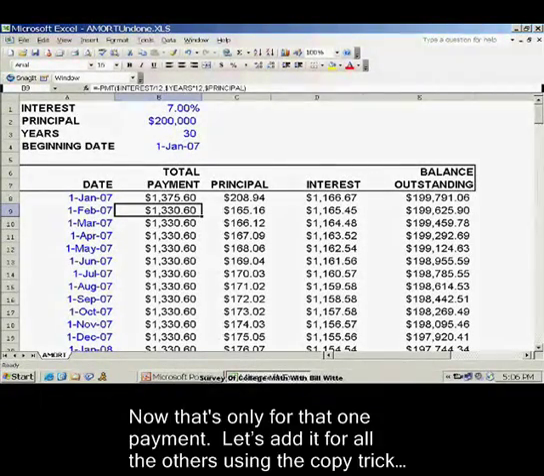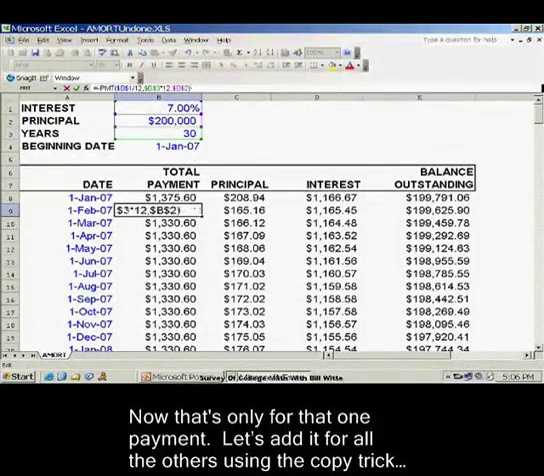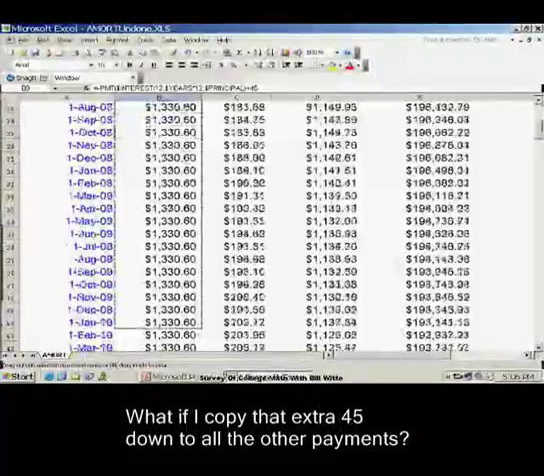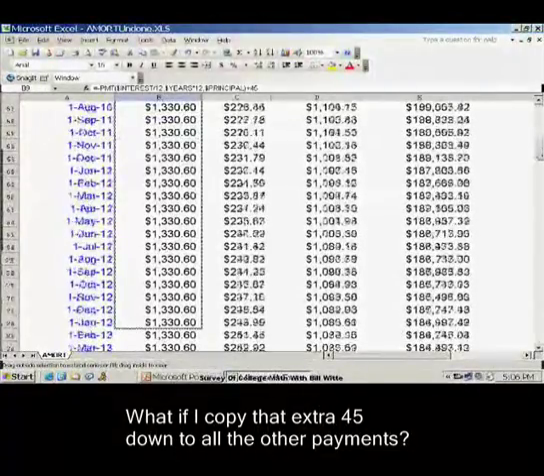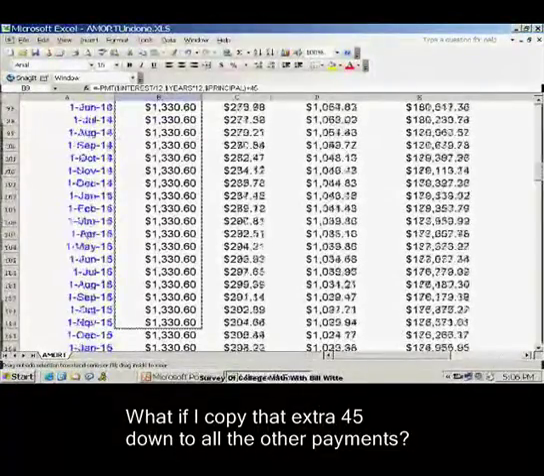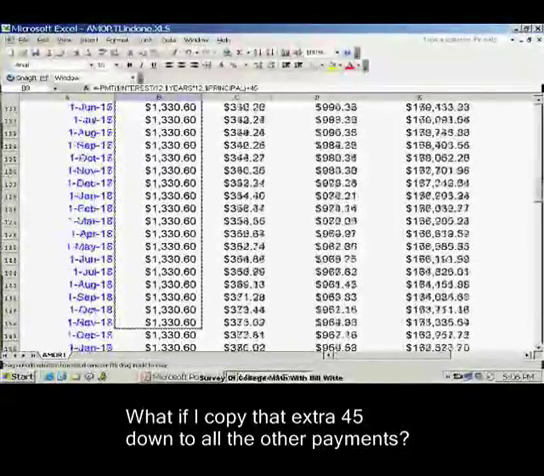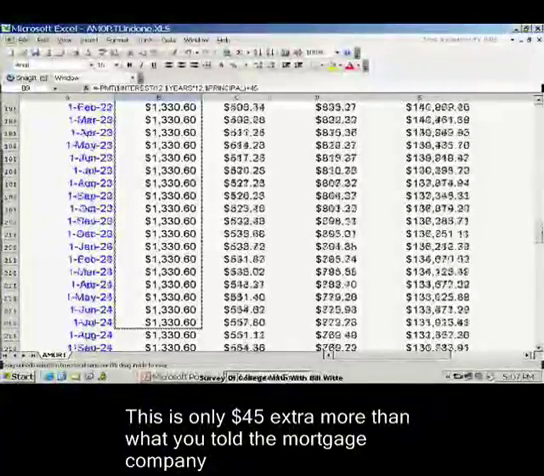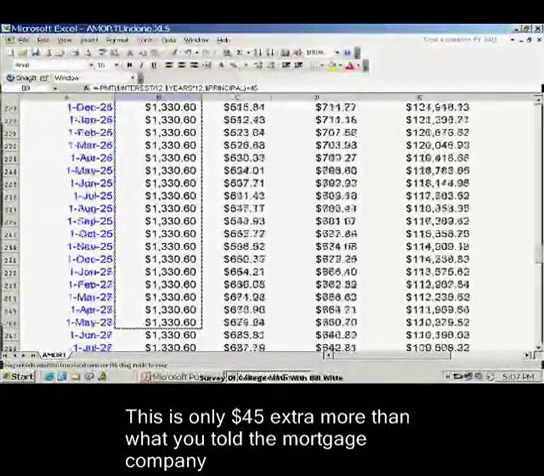Now that's only for that one. Let's add it for the others. Plus 45, and the next one, and then wait a minute. I got to copy it down, don't I? Copy it down to all the others. That's only 45 extra more than what you told the mortgage company you would pay them. Okay, maybe you'll get that from some other part of the budget that you subtracted.